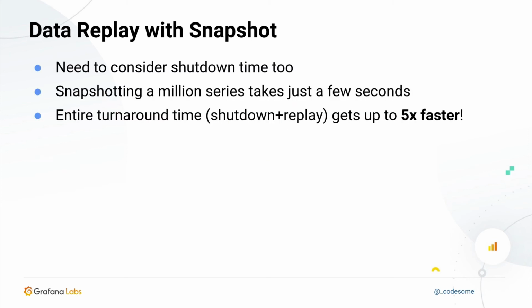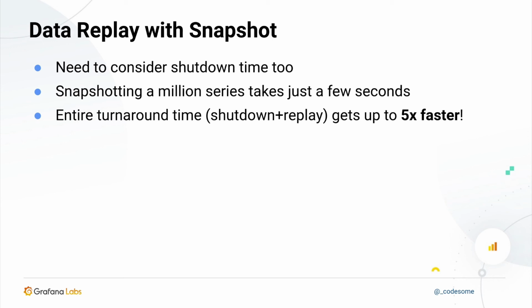But when we talk about restart time, it's not just about when Prometheus is coming up. Now that we have snapshotting into the picture when shutting down, we also need to consider the time it takes to create these snapshots. But surprisingly, snapshotting like a million series takes 2 to 3 seconds or maybe max 5 seconds, which is great. And the entire turnaround time, which is shutting down and replaying the write ahead log and getting the Prometheus back up again, is like 5x faster, which is like 80% reduction in time.